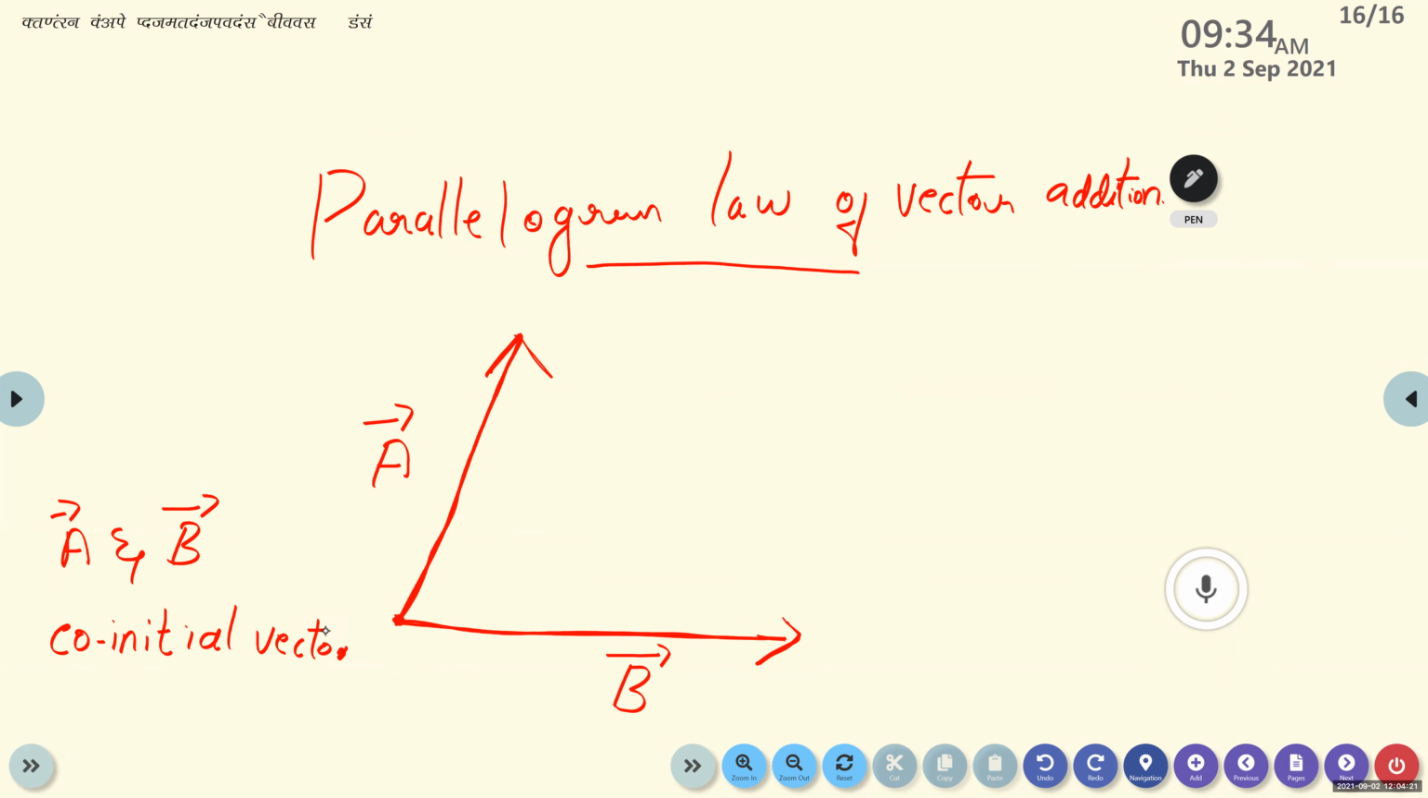So here we consider vector A and vector B with the magnitude and the direction, and they are starting from the same starting point. So we can take them as co-initial vectors. They are known as co-initial vectors, such that they start from the same point. That is why vector A and vector B are taken as co-initial vectors.